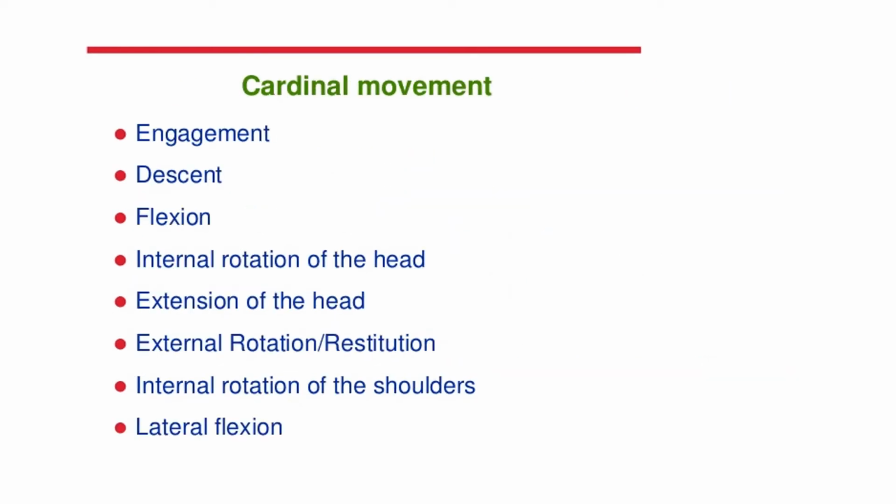The cardinal movements or the main movements in the normal mechanism are engagement, descent, flexion, internal rotation of the head, crowning of the head, then extension of the head, external rotation, restitution, internal rotation of the shoulders, at the same time external rotation of the head will occur, and lateral flexion. Actually here it is not full external rotation, it is just slight rotation only, and we are calling it restitution. Now let us see these movements one by one.